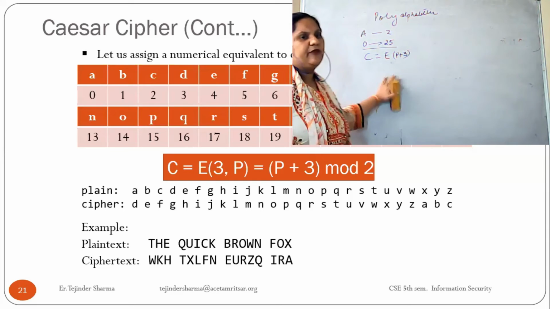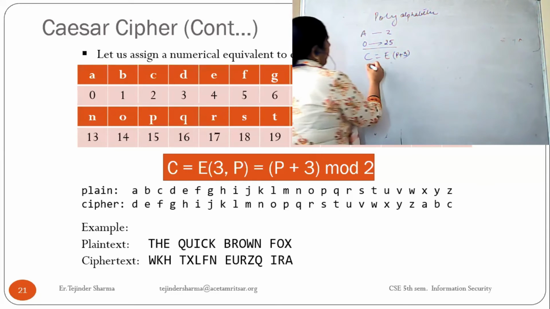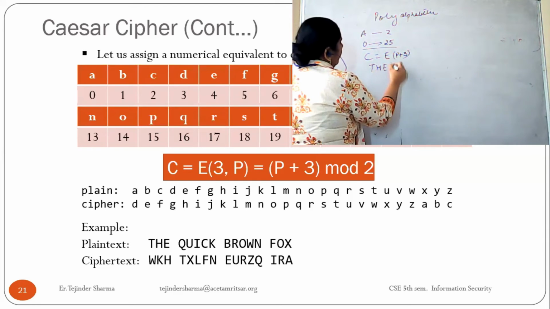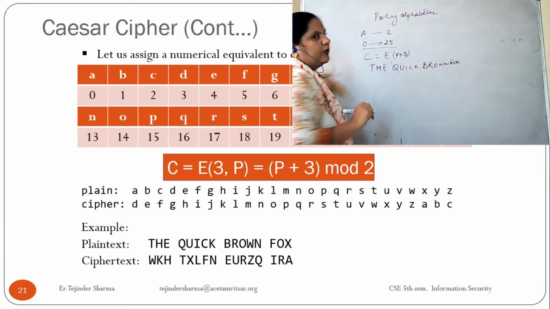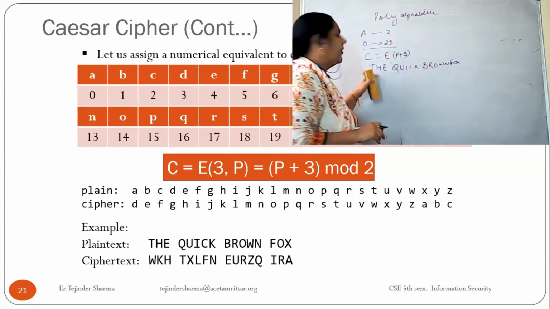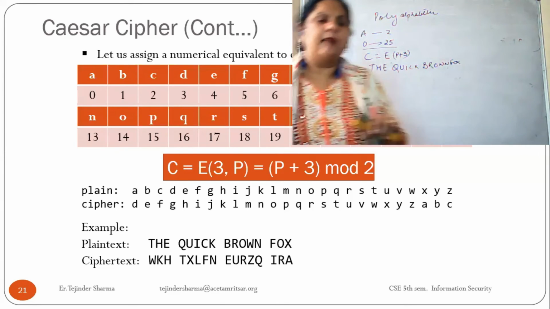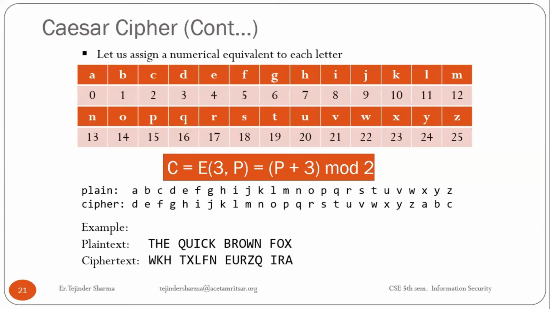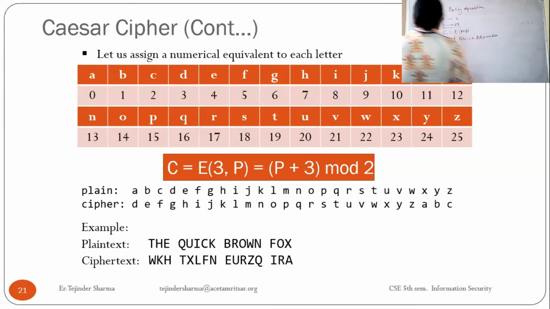Okay. So if the plain text given to you is "the quick brown fox", now you can see what will be the third alphabet from T. That would be W. T is at the 19th position, and 19 plus 3 is 22. So corresponding to T, we have W. See in the PPT, T is at the 19th position and corresponding to 22, we have W.